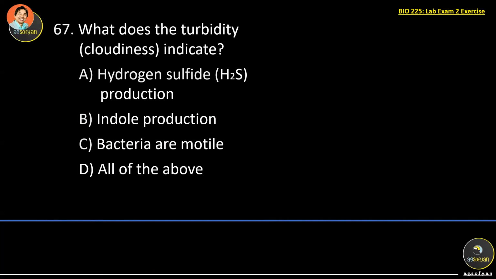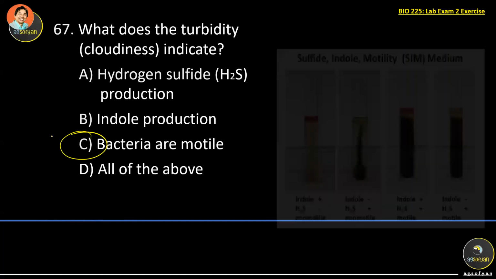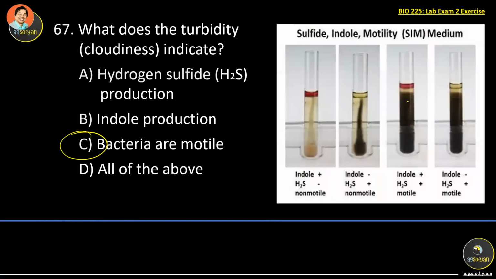What does the turbidity or cloudiness indicate? So turbidity or cloudiness indicates the bacteria are motile, or move. Okay? So this one over here, all the medium is cloudy. So it is motility, okay, or movement.